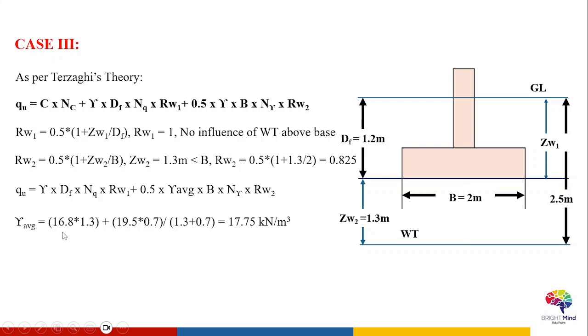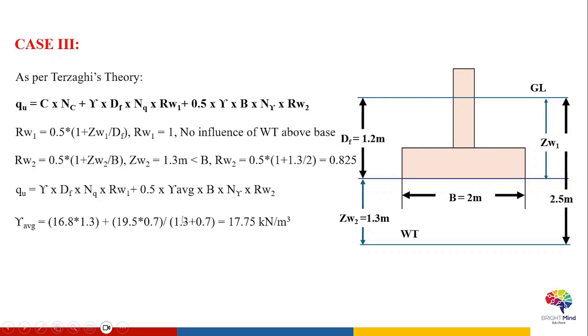So that is calculated as 16.8 into 1.3, and the influence of the water table will be up to the depth of 2 meter, that is equal to the width of footing below the base of footing. So that is 0.7 meters. So 16.8 into 1.3 plus 19.5 into 0.7 divided by 1.3 plus 0.7. The value that we will be getting is 17.75.